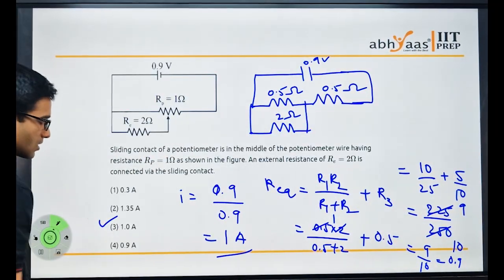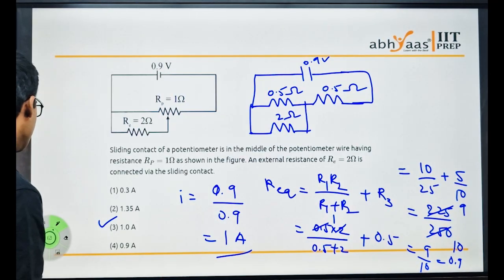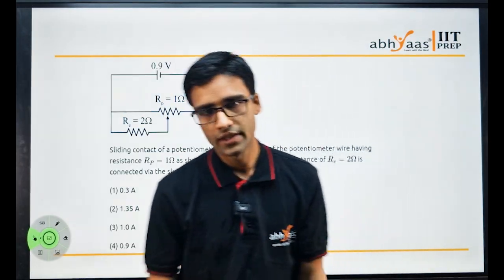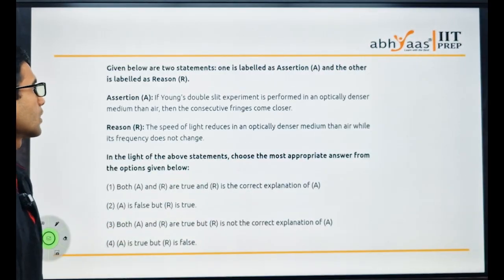So straight away option 3 is there. This is a very simple question, the easiest question based on the potentiometer. That's why this is one of the important topics in measuring instruments. Now, going to the next question.